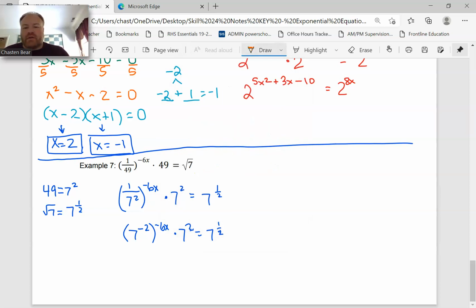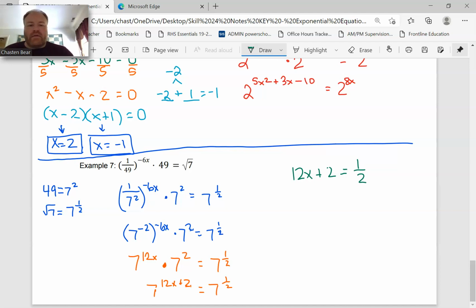So now we're going to multiply our exponents on the first part. And then now, because we have a product here, we're going to add the exponents. So we're going to have 12x plus 2. And now we can take our exponents and set them equal to each other. So now I'm going to just do that real quick. So we have 12x plus 2 equals 1/2.